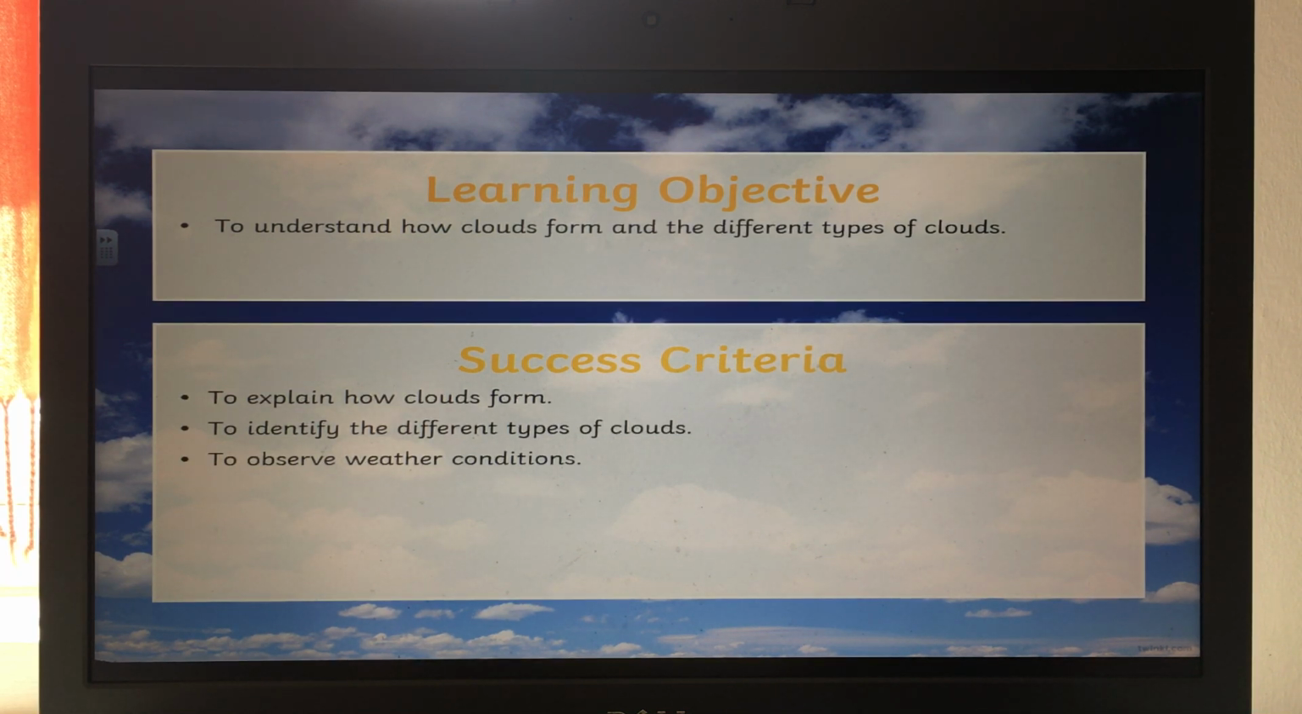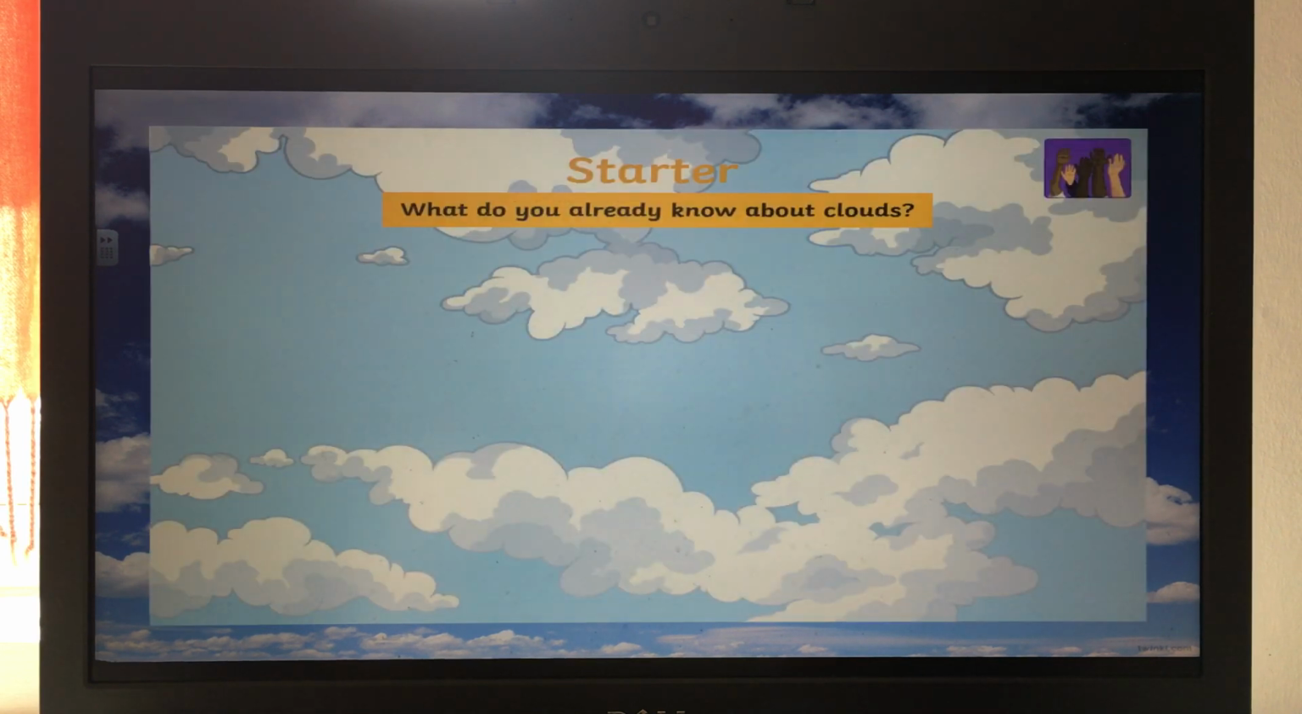We're going to learn how clouds form, although I believe Year 6 as well as Year 5 have done the water cycle recently, so you know how clouds form. And you're going to learn how to identify the different types of clouds and to observe some weather conditions, which you're doing across the week anyway.